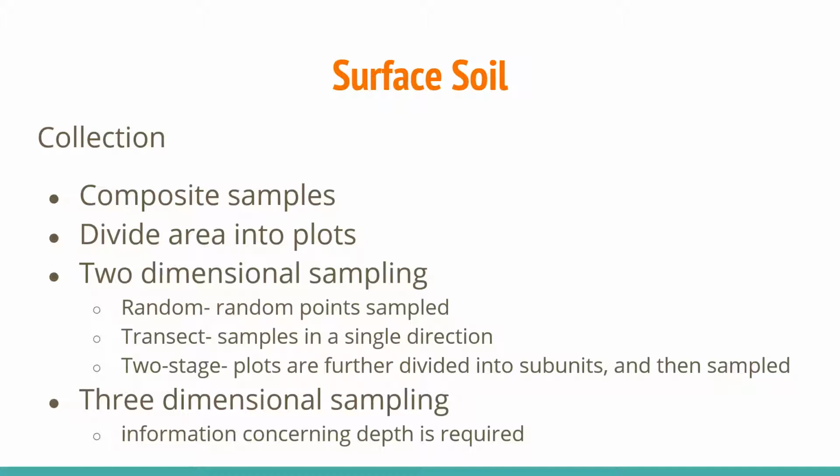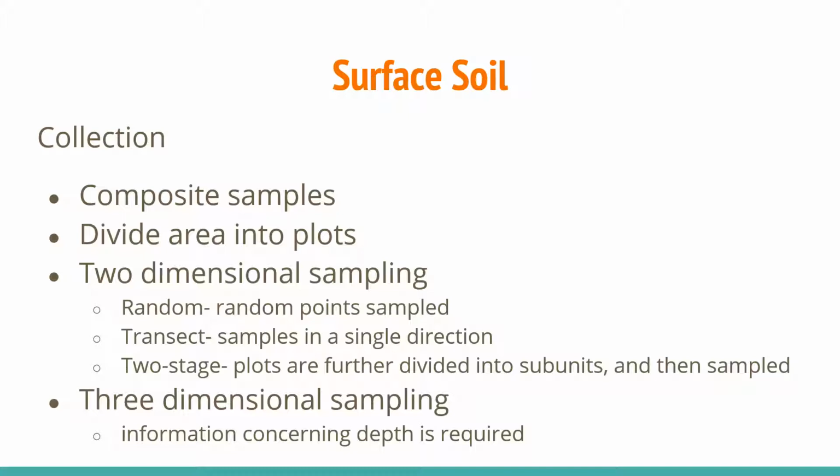In random sampling, you choose random points within the plot of interest, which are then sampled to a defined depth. Transect sampling involves collection of samples in a single direction. Two-stage sampling is when an area is broken into regular subunits called primary units, and then within each primary unit, subsamples can be taken randomly or systematically.